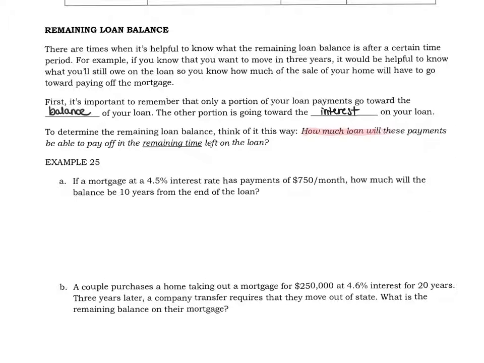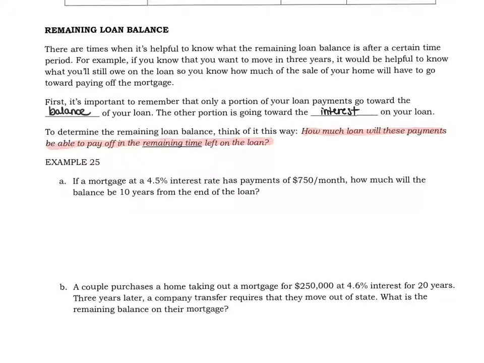So the way to think about this is as is listed here. How much loan will these payments pay off in the remaining time that's left on the loan? So for example, if you're making a $300 car payment and you still have 3 years to pay on the loan, you use that car payment as your R and use your time as 3, and that'll tell you how much principal you still owe. So let's take a look at a problem here for a mortgage.